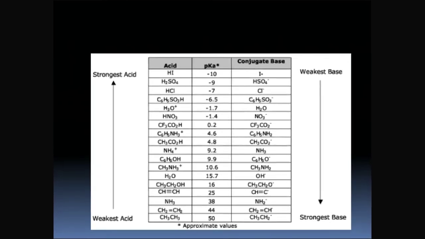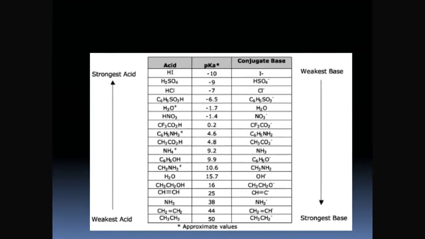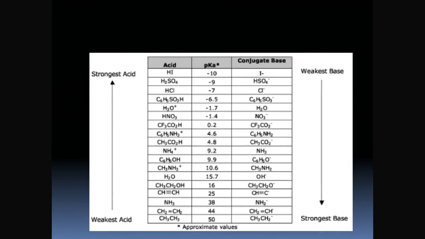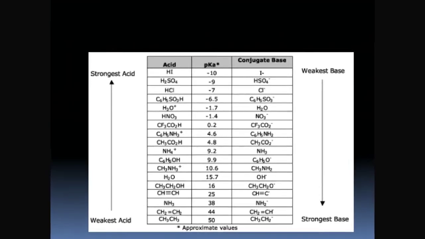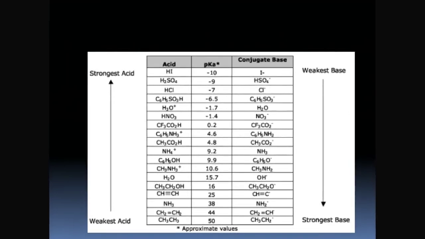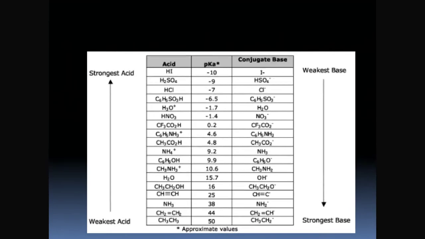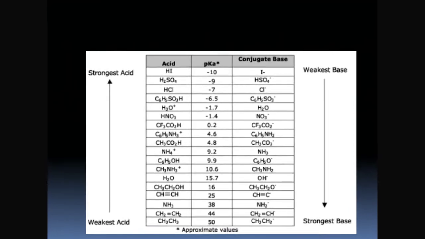Conversely, the inverse correlation dictates that the weakest acids, found at the bottom with pKa values as high as 50, correspond directly to the most potent, strongest conjugate bases. Trace this diagonal relationship to see how the mathematical magnitude of the pKa serves as a precise predictor for the equilibrium position of any acid-base reaction.